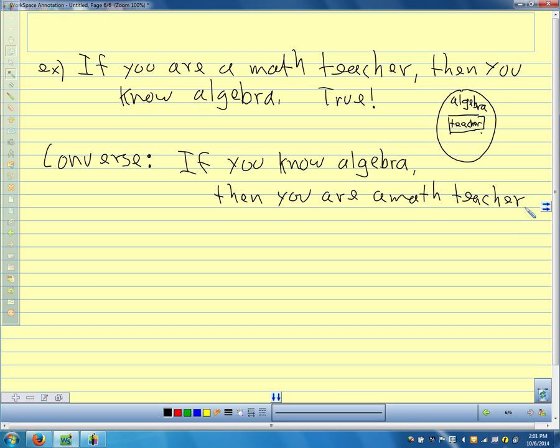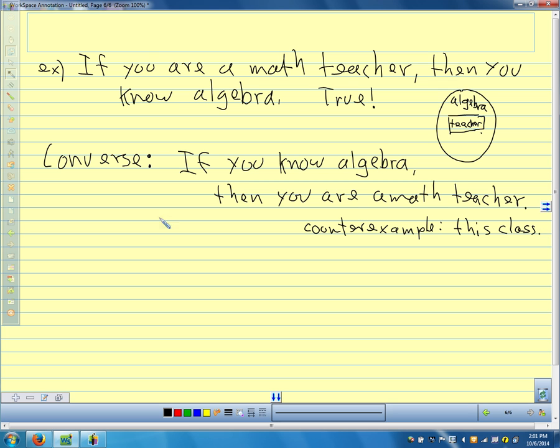Is this conditional statement true? No. What would be a counterexample? Us. Everyone in this class, right? You guys learned algebra. Everybody passed Algebra 1. So you should know algebra. You may not know all of algebra, but you know algebra. But you're not math teachers. So the counterexample would be this class, or any person in this class.